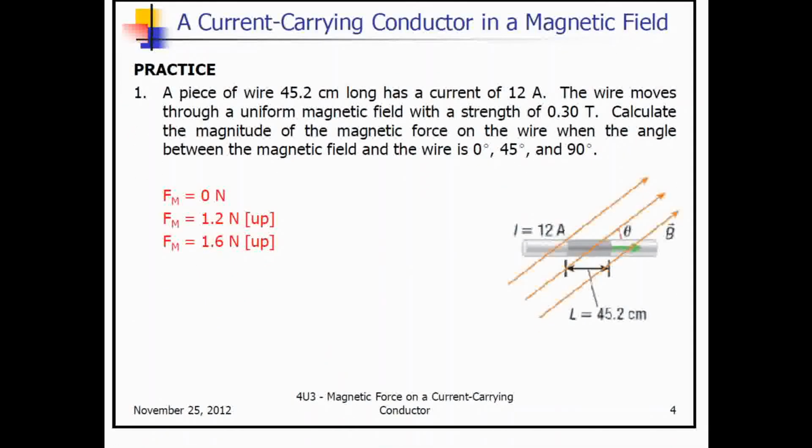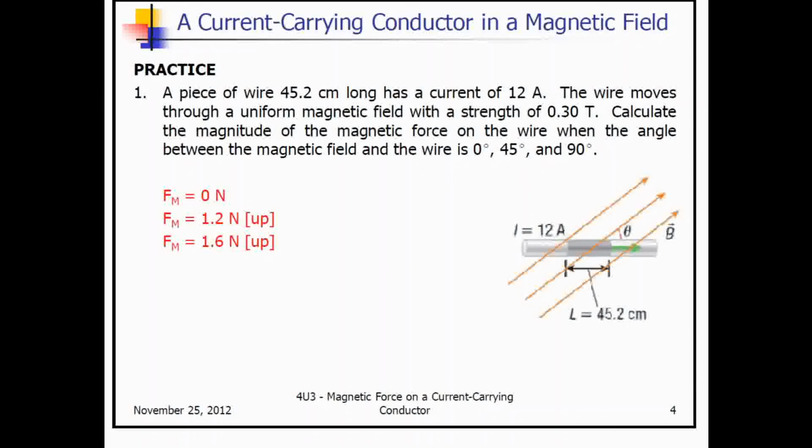We'll look at this conductor that is 45.2 centimeters long, and it has a current of 12 amps running through it. The magnetic field is 0.3 Tesla, and we're going to tilt it, and we'll see what happens at different values of theta. So 0, 45, and 90.